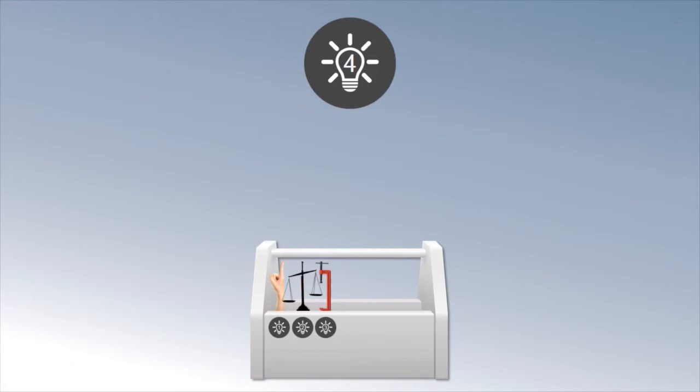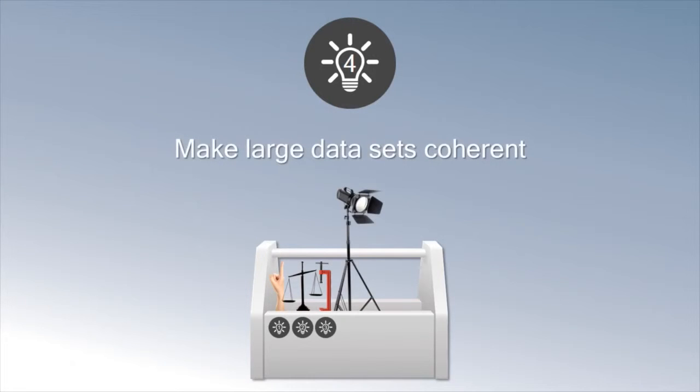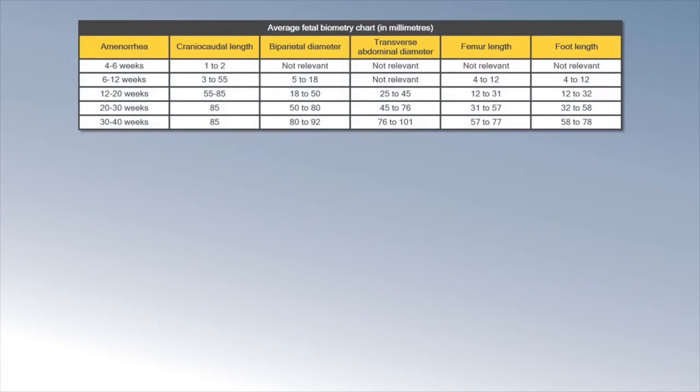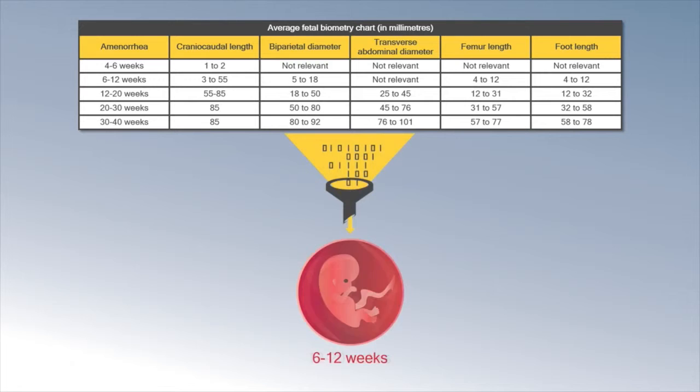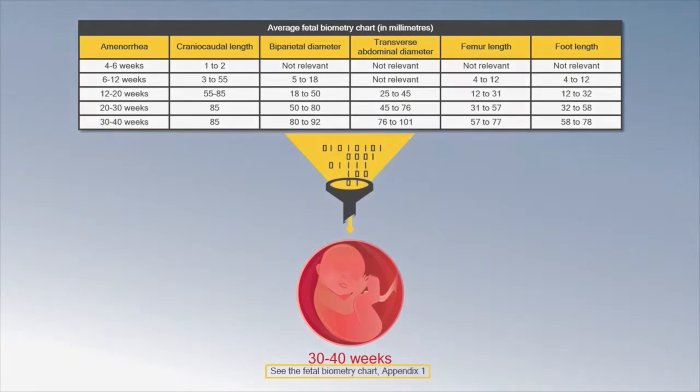Tip number 4. Make large data sets coherent. Let's take the example of the development of the human embryo. A data table is a good way to document the different stages, but it is not user-friendly to consult and a comprehensive picture does not emerge. To visually and coherently represent human embryonic development and the large amount of information involved in this subject, why not simply use an evolutive image and perhaps put the corresponding data chart in an appendix?